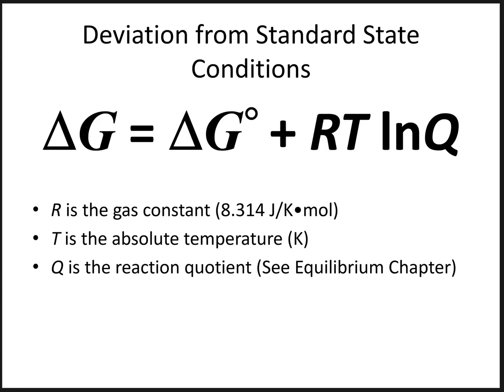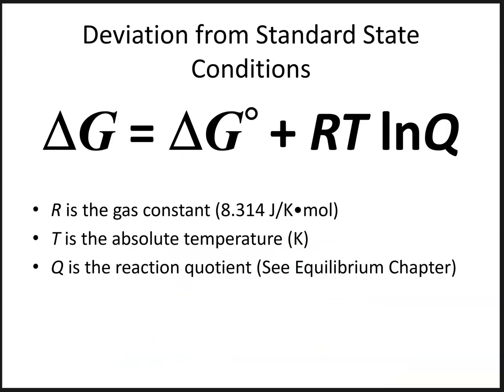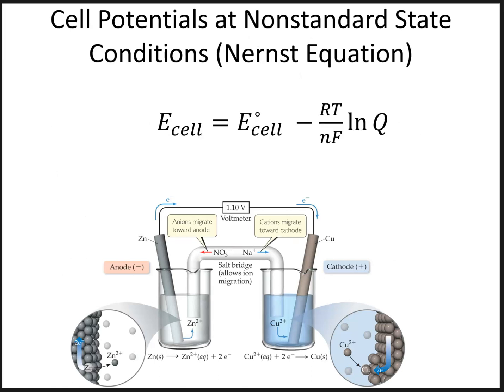Well, much like thermodynamics, electrochemical cells also follow a similar type of equation. This is known as the Nernst equation. The Nernst equation says that the cell potential is equal to the standard state cell potential minus RT over NF, where N is the number of moles of electrons transferred and F is Faraday's constant, times the natural log of Q, or again our reaction quotient. The Nernst equation is basically an electrochemical version of our Gibbs energy equation that we saw in the last chapter. So E equals E cell minus RT over NF ln of Q.